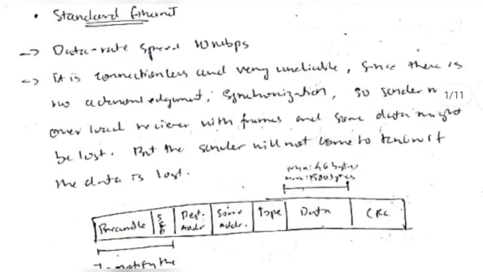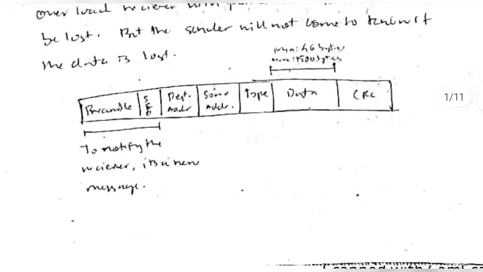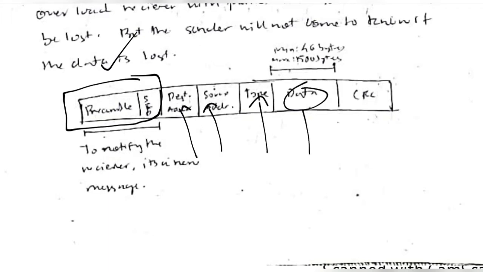In standard Ethernet, the data rate is 10 Mbps, but it's very unreliable and lacks synchronization. The sender may send some data, but it will not get any acknowledgement from the receiver whether it has been received or lost. The data format is as follows. The first field is for identification of new incoming data, then the destination and source addresses, the type of data, and the data itself. CRC is the cyclic redundancy check, which we learned in the third module for error detection.